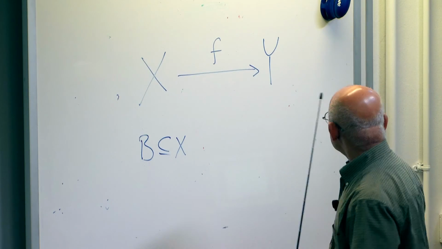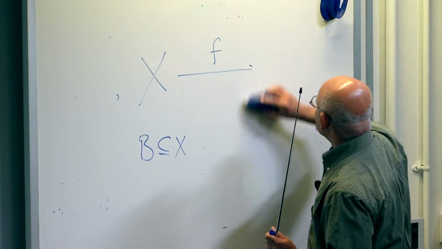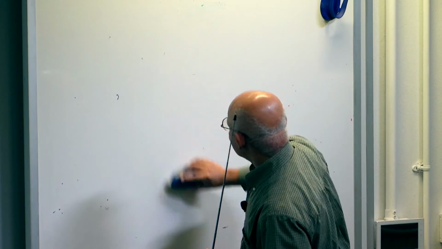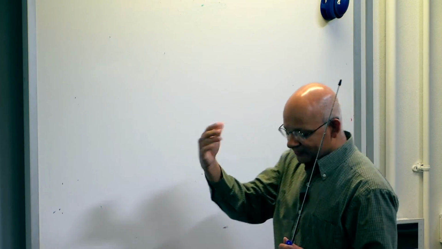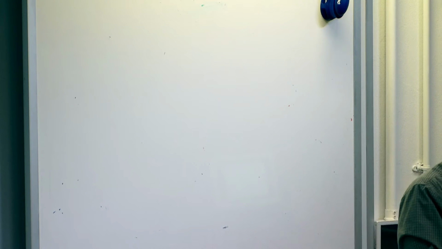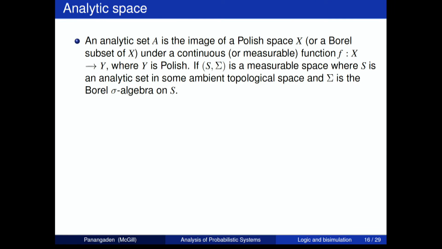And Polish spaces are not so nice. So partly, as I said, this whole thing took a long time before we got off the ground. And one of the things that stymied me was I couldn't prove that if I took a Polish space and took a quotient of it, that I would get a Polish space. And the reason I couldn't prove it is because it's false. And Mike Mislove pointed this out to me.